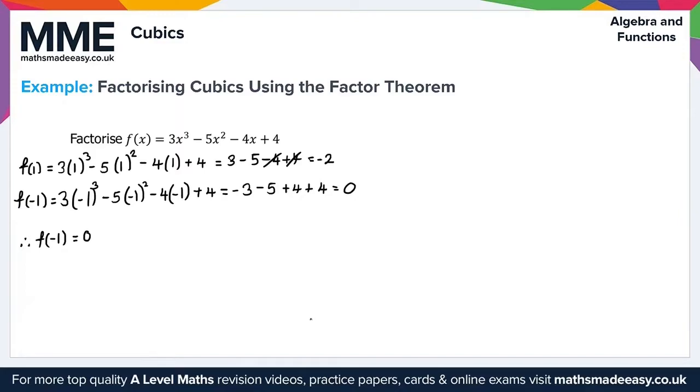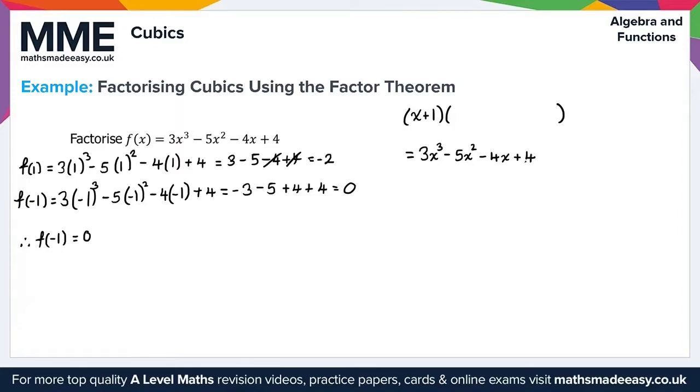So now what we do here is we take our x plus 1, our factor, and we times this by another bracket here. And this bracket that we times it by, this will give us our original expression, our f of x. So that's 3x cubed minus 5x squared minus 4x plus 4 there.